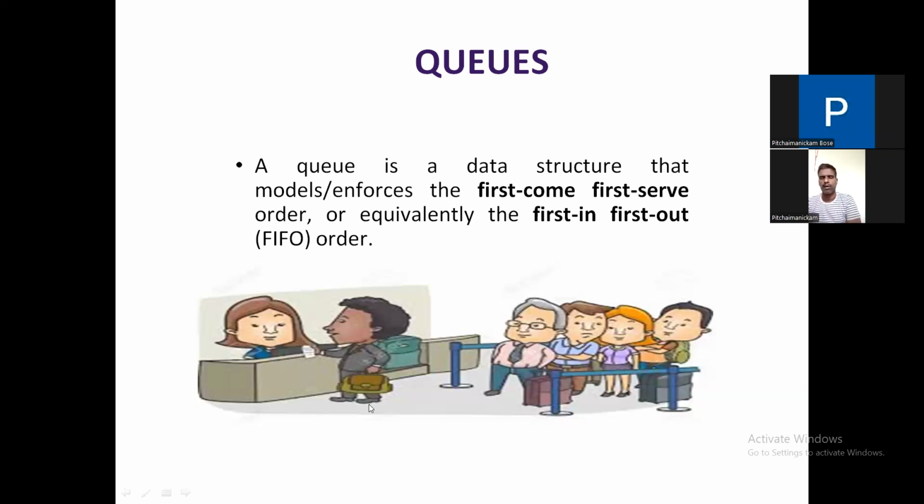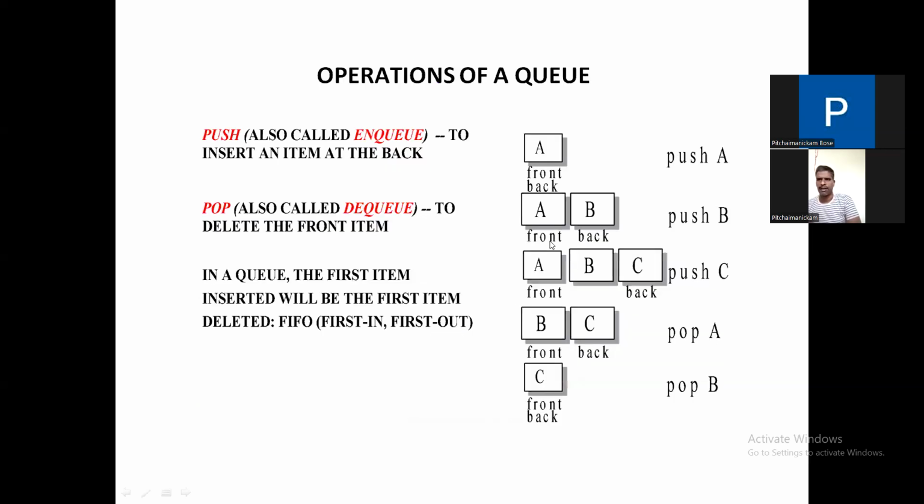And the queue is one of the important data structures that enforces the first come first serve order. Normally, if we are using a queue for getting tickets, we have to follow first come first order. Another thing is that this is a way of representing queues.